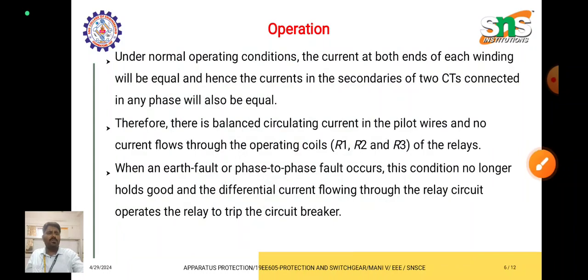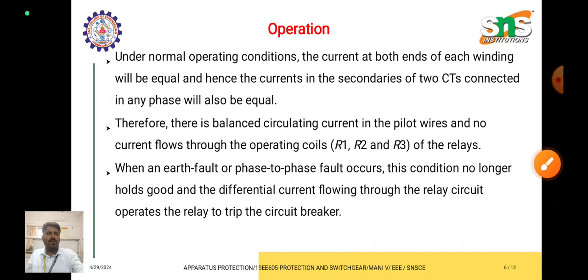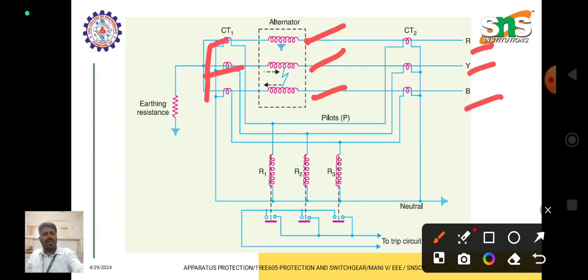In the schematic diagram, this is an alternator winding: R phase winding, Y phase winding and B phase winding. All the three phases are connected in star connection, and this terminal is called the neutral. This neutral is connected to the ground through an earthing resistance.